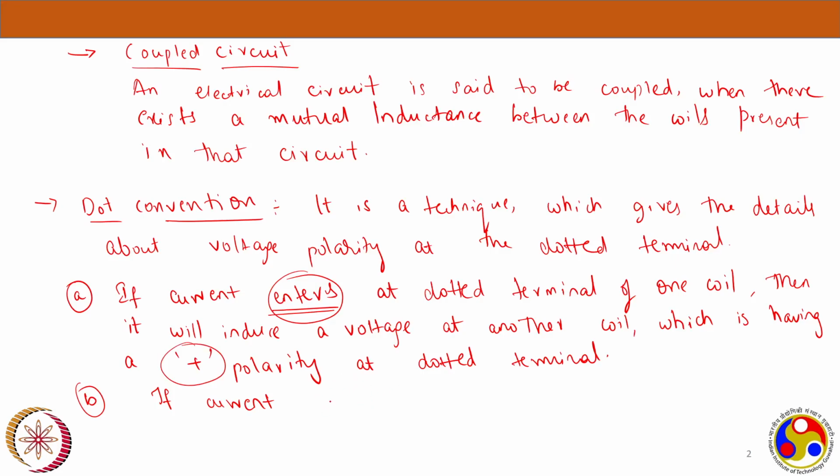And the second one is, if current leaves the dotted terminal, then you can guess it. What is the polarity of the induced voltage in the second coil? It will definitely be negative polarity.